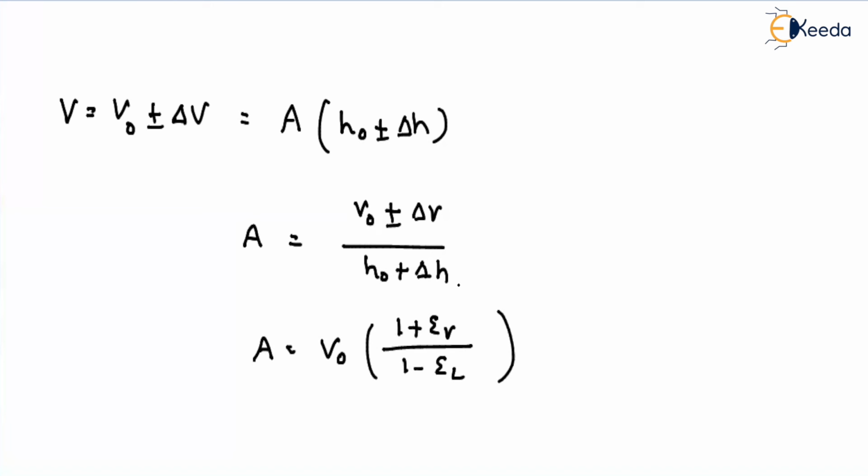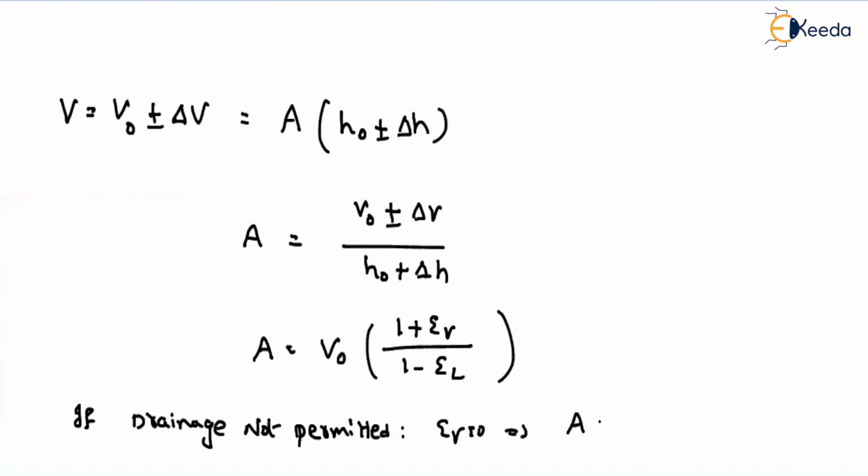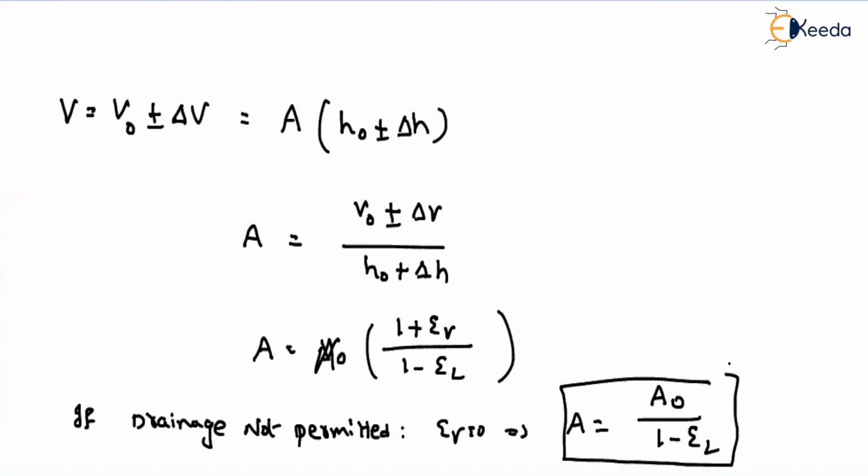Suppose drainage is not permitted. Will there be any change in volume? No. As there is no change in volume, what about the volumetric strain? Zero. If the volumetric strain is zero, then what about the cross section at a constant time? Sorry, it is nothing but A naught divided by 1 minus EL, where EL is the longitudinal strain.